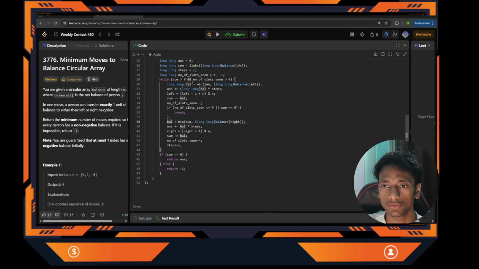So again the same thing will happen. The balance will be the minimum of the target sum I want to achieve and the balance present at the right index. And how many moves are required? Again balance times steps, and shift the right pointer: right plus 1 modulo n. Adjust the target sum we want to achieve, because we have already transferred this amount, and subtract from the number of slots also. And steps also increase by 1 for the next step.